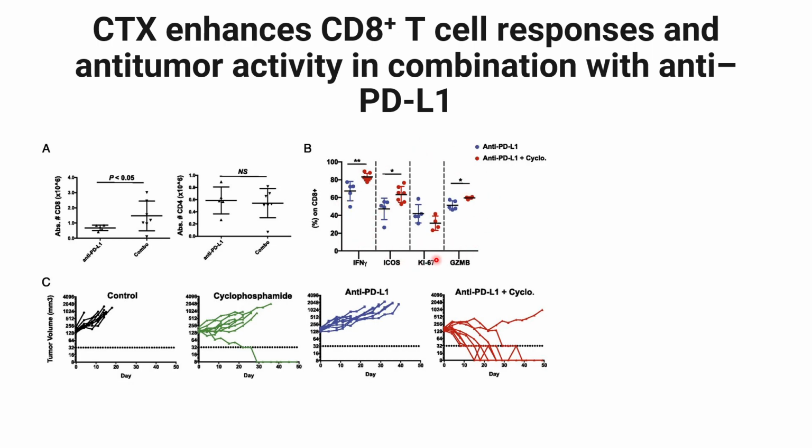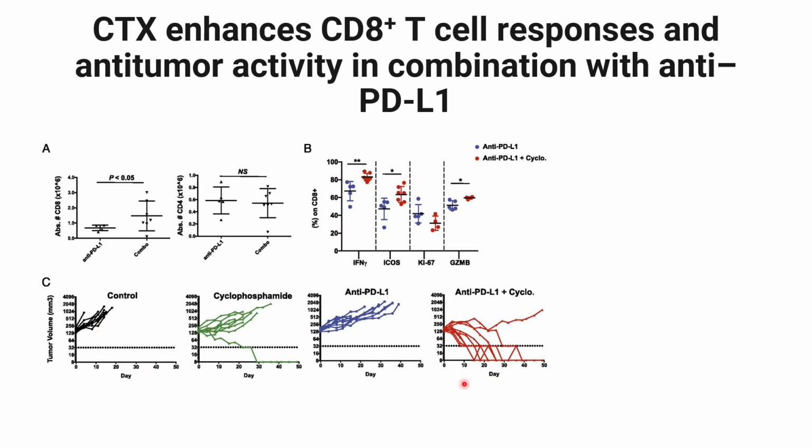Thereafter they check this combined tumor. They check the CD8 plus signals in the tumors in the combined therapy and also in the single agent therapy, and they can see that there is upregulation of these signals, that is IFN, ICOS and GZMB, except Ki67. This indicates there is a further increase in the CD8 plus cells or tumor infiltrating lymphocytes at the tumor.